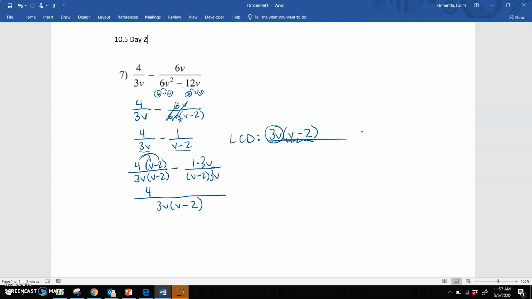Simplify my top, I get 4v minus 8 minus 1 times 3v is 3v. I don't need parentheses here because there's only one piece after the subtraction. And now I'm going to combine like terms. I have 4v minus 3v, so I have 1v minus 8 divided by 3v times v minus 2. So that would be my final, most simplified answer.